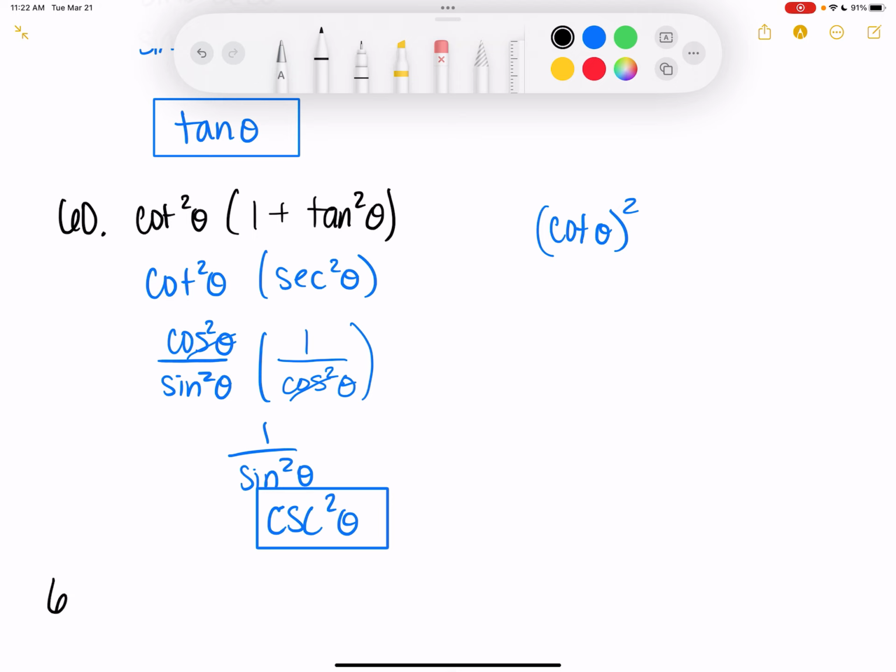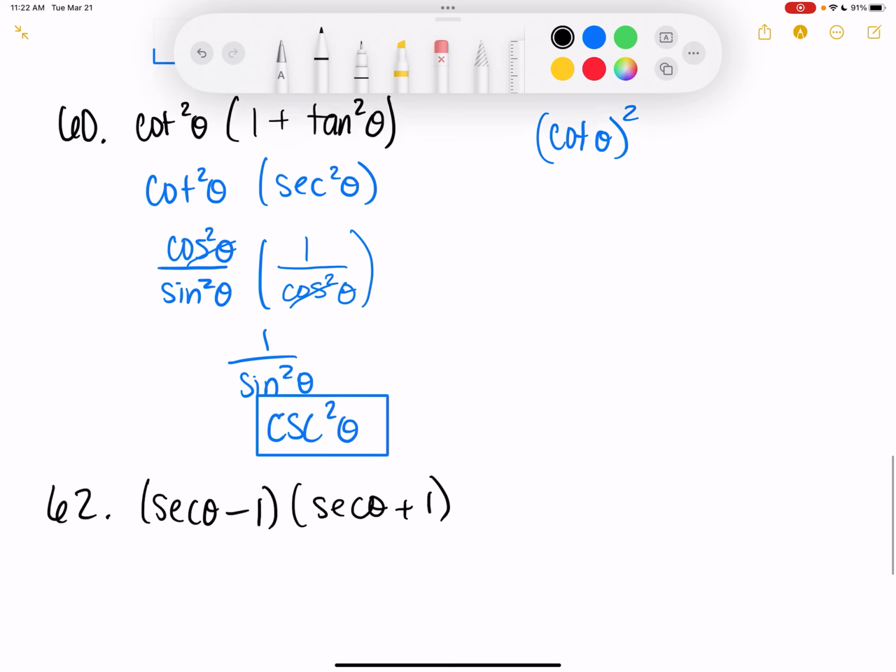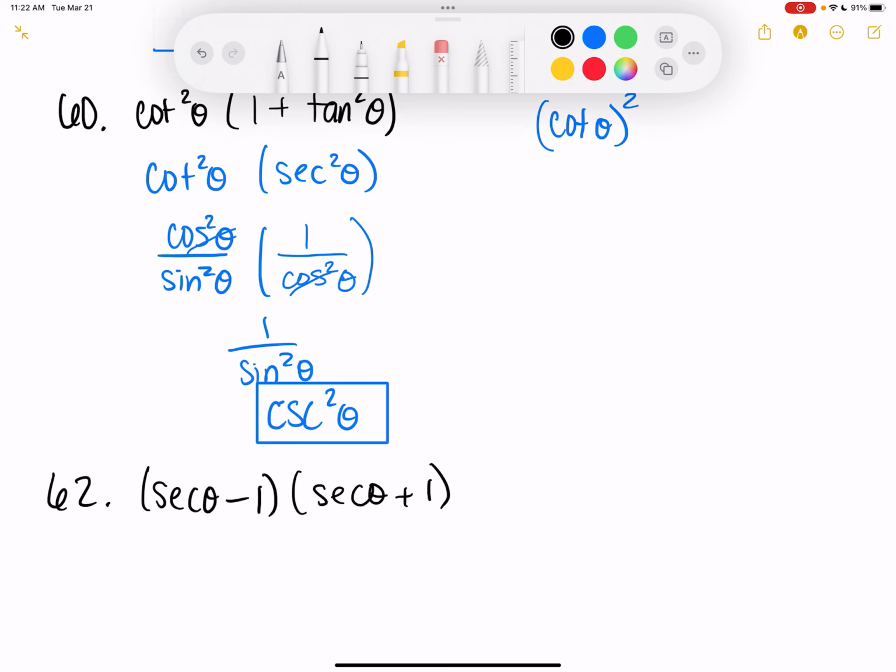Let's see, something like 62. Secant of theta minus 1 times secant of theta plus 1. What does this look like? It's a special type of something. Does it have a name? Or can you tell me what it factors into if you don't remember the name?